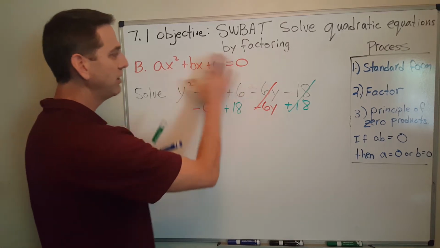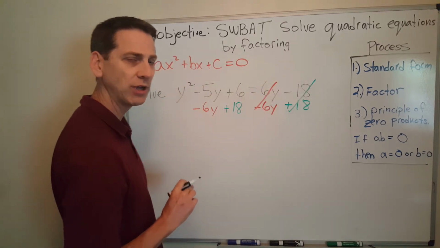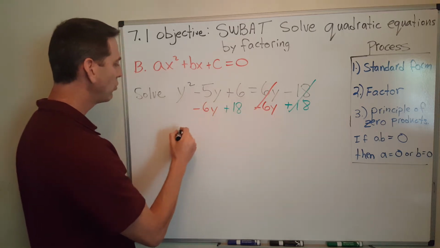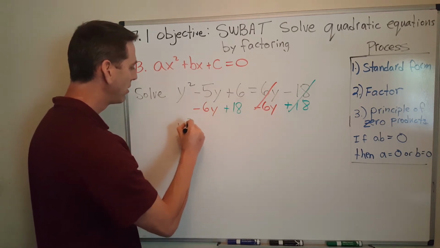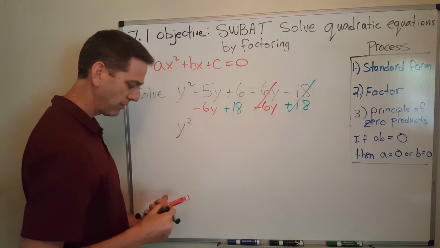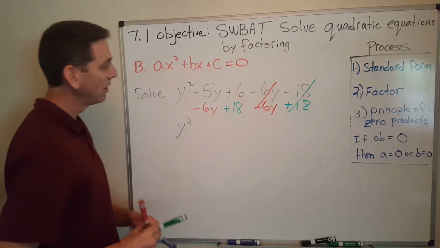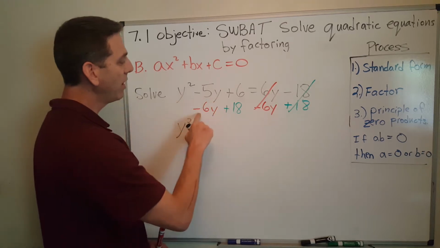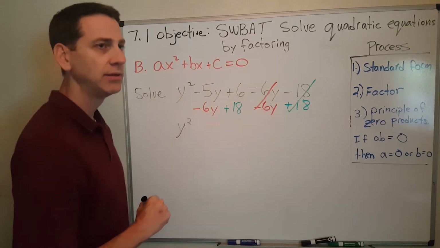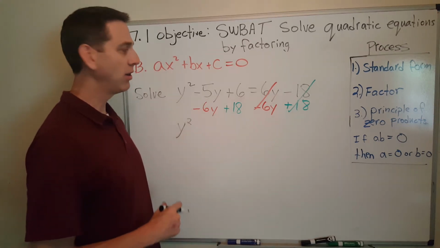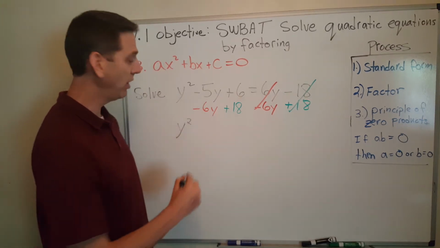All right, so let's go ahead and do all this and get it cleaned up, shall we? So y squared, he doesn't have any like terms, so we're just going to bring him down. Looks like my pen is drying up. And then negative 5y minus 6y. Well, these are both negative, so they're going to work together, aren't they? So they're going to add up to give me negative 11.